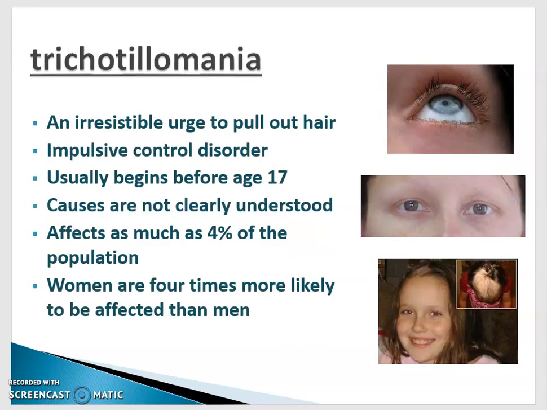There's also trichotillomania. This is an irresistible urge to pull out hair. This is an impulse control disorder, which means it's probably rooted in some sort of anxiety disorder. Usually begins around mid-teenage years, and they don't clearly understand all of it, but once again, impulse control disorder probably covers a lot of what is going on with folks who suffer from this. It affects about 4% of the population, and women are 4 times more likely to be affected than men.